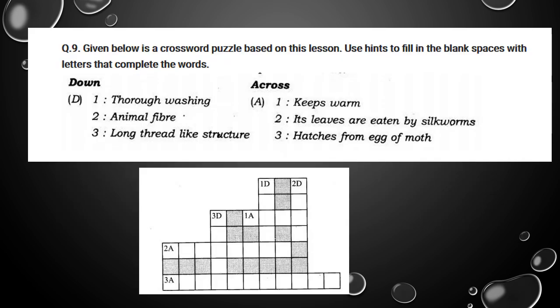Question 9. Given below is a crossword puzzle based on this lesson. Use hints to fill in the blanks, spaces with letters that complete the word. Down. 1. Thoroughly washing. 2. Animal fiber. 3. Long thread-like structure. Across. 1. Keeps warm. 2. Its leaves are eaten by silkworms. 3. Hatches from egg of moth. Guess the answer.